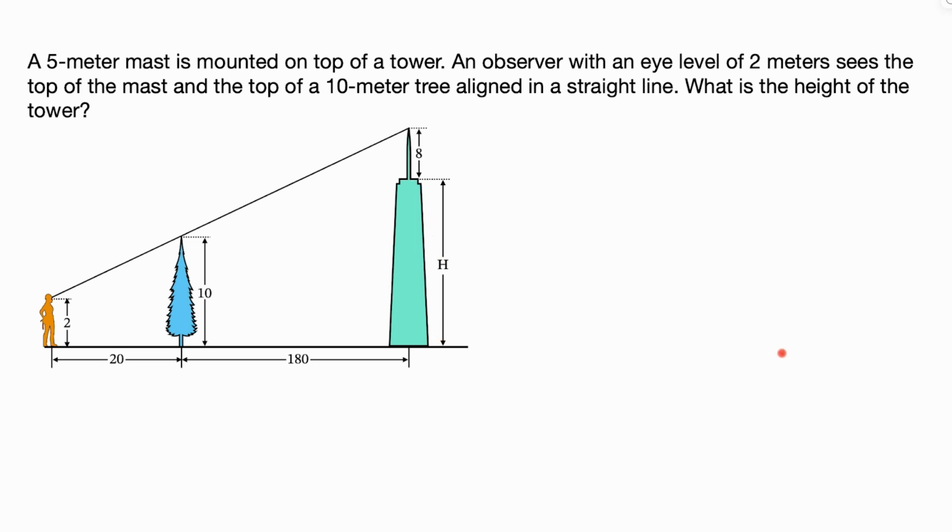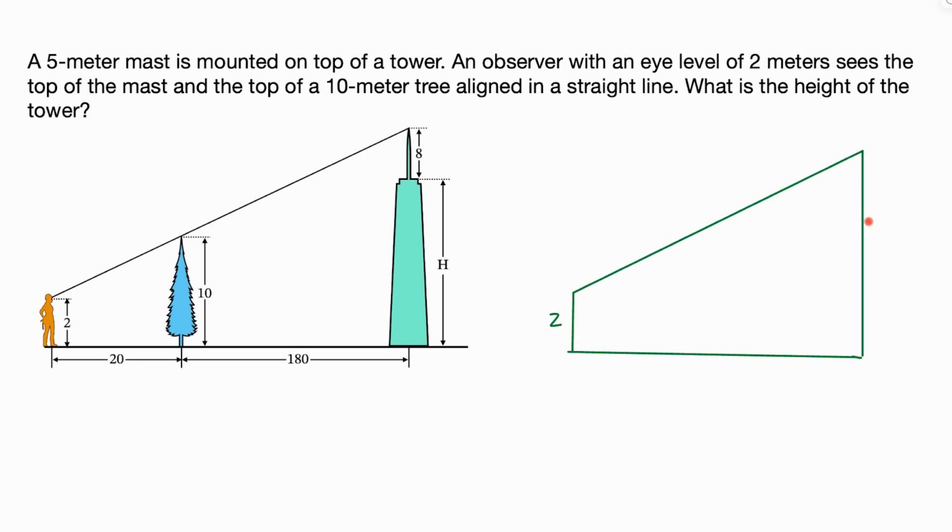So let's draw a simple shape. We have the observer here with the height of 2 and this is the straight line, and this is the height of the tower plus the height of the mast, and we have the tree with the height of 10 and this distance is 20 and this is 180.